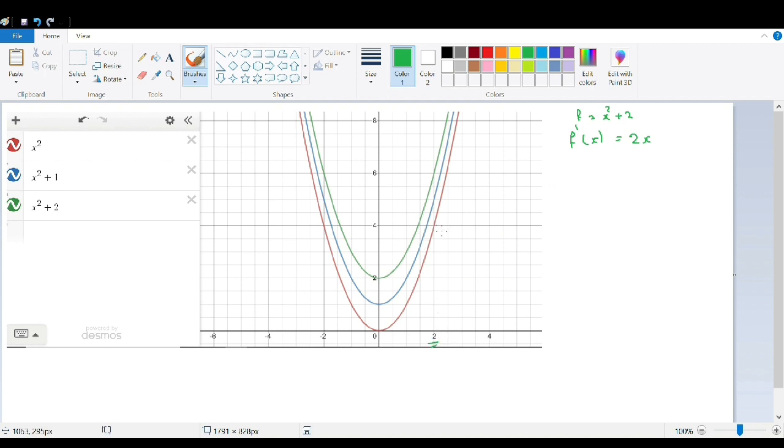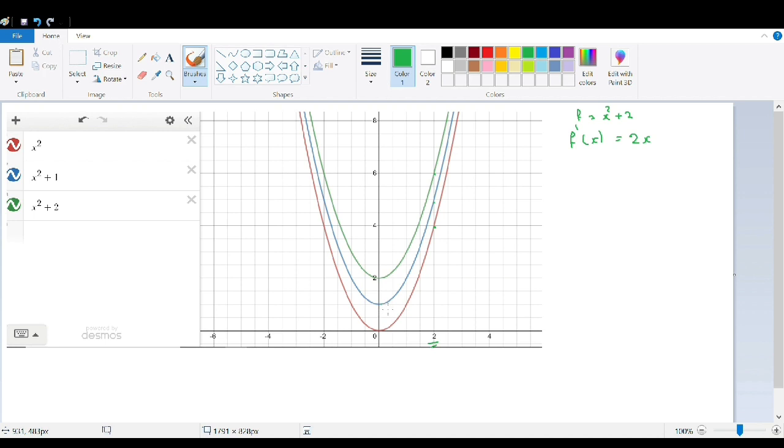This function has the tangent line here, whereas this one has the tangent line here, and this function has a tangent line here. If you see all these three functions, they are the same function, just shifted. So we start with the function y is equal to x squared. The function y is equal to x squared plus 1 is the same function, just shifted up by 1 point.